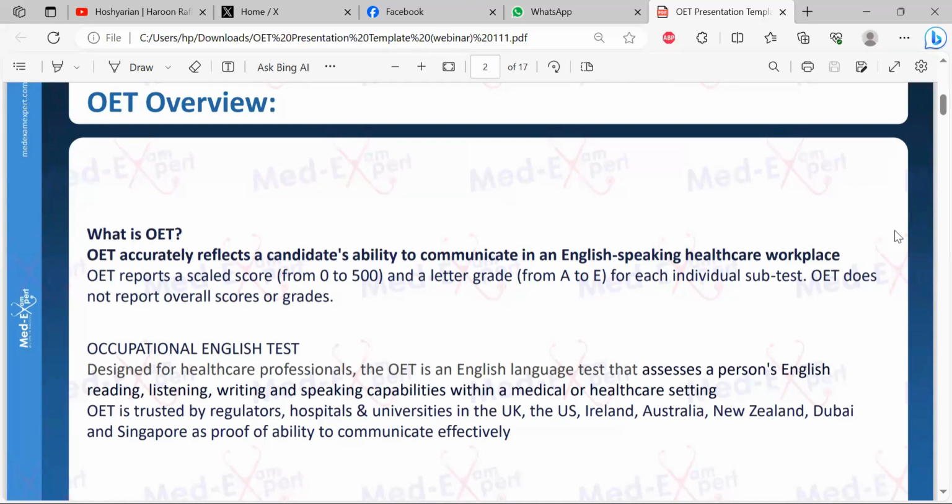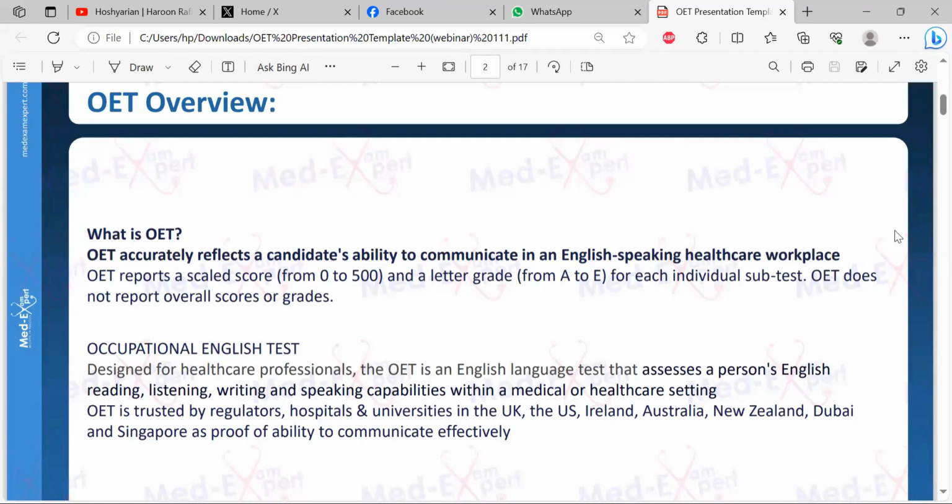So this is the basic understanding of the Occupational English Test, and why you need that test. It is the scale and the grade: the scale is from 0 to 500, which is basically a score, and the grade is A to E, showing which grade and which score you are lying in. Designed for healthcare professionals, the OET is an English language test that assesses a person's English reading, listening, writing, and speaking capabilities within a medical or healthcare setting. OET is trusted by regulators, hospitals, and universities in the UK, US, Ireland, Australia, New Zealand, Dubai, and Singapore as proof of ability to communicate effectively.